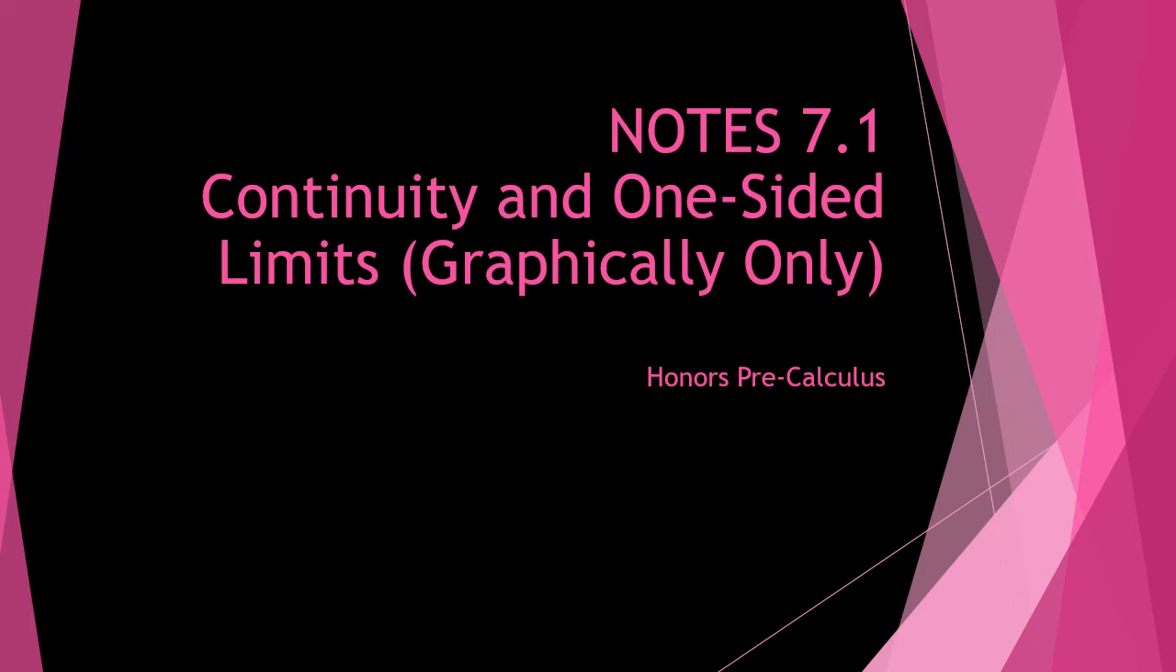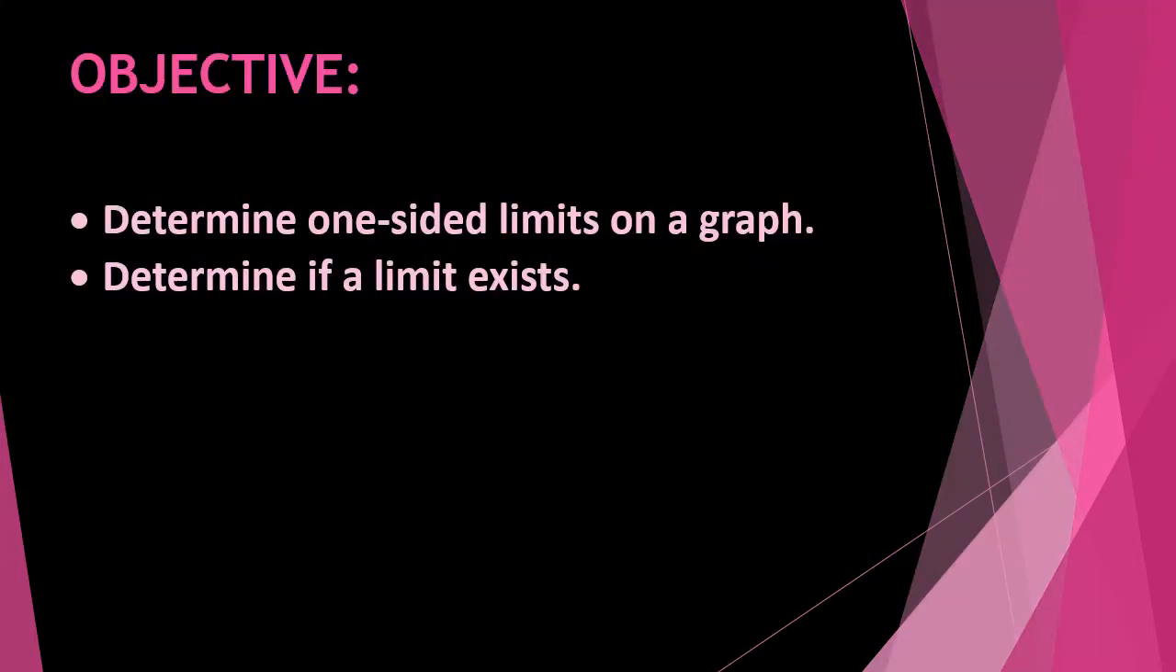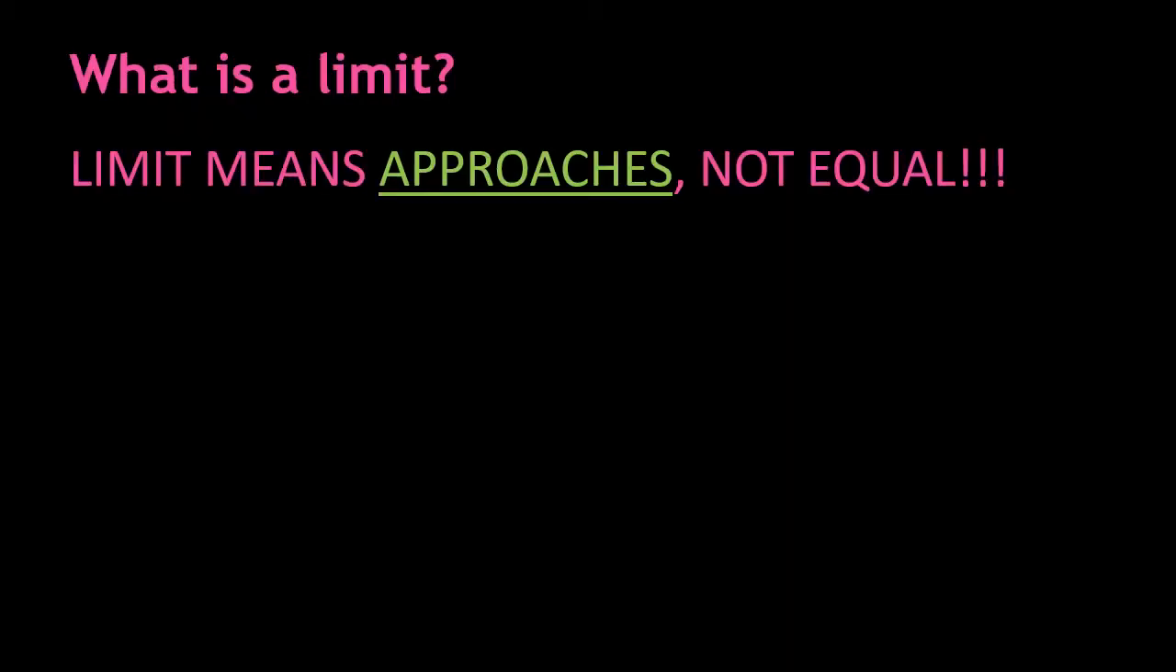Good evening. Today we're going to talk about Note 7.1, continuity and one-sided limits, and we are only going to look at these today from a graphical approach in order to give you a preview of what to expect in the rest of the unit. So, we're going to determine one-sided limits on a graph and determine if the limit actually exists and what the conditions are for a limit to exist.